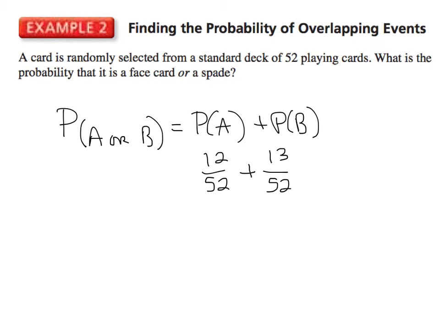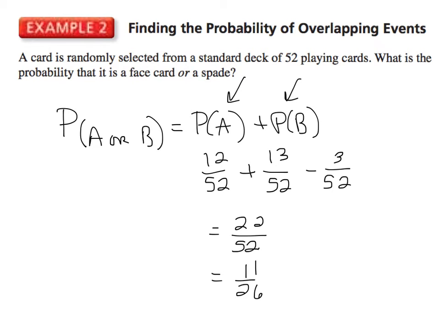But wait a minute. We have a problem. Some of those overlap. So what you have to think of is what overlaps, because we've counted it twice. We counted it here and here. So we want to know, are there face cards that are also spades? Sure there are. There's the king of spades, the queen of spades, and the jack of spades. Ace is not a face card. So we have 3 that we counted twice. So we're going to subtract 3/52. So all you're doing is adding 12 and 13 and then subtracting 3. So that's going to be 22/52, which simplifies into 11/26. Or you can give me an answer of approximately 0.423.